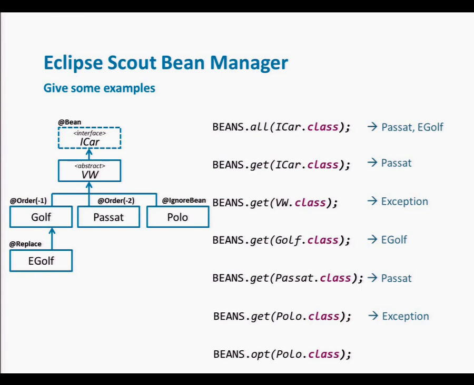But there's some other syntax, beans optional, so give me that bean if it's known to the bean manager or otherwise null. That's for extensibility reasons. If you have a core product where we expect, depending on the final product, some components are here or not, you can work with the optional.